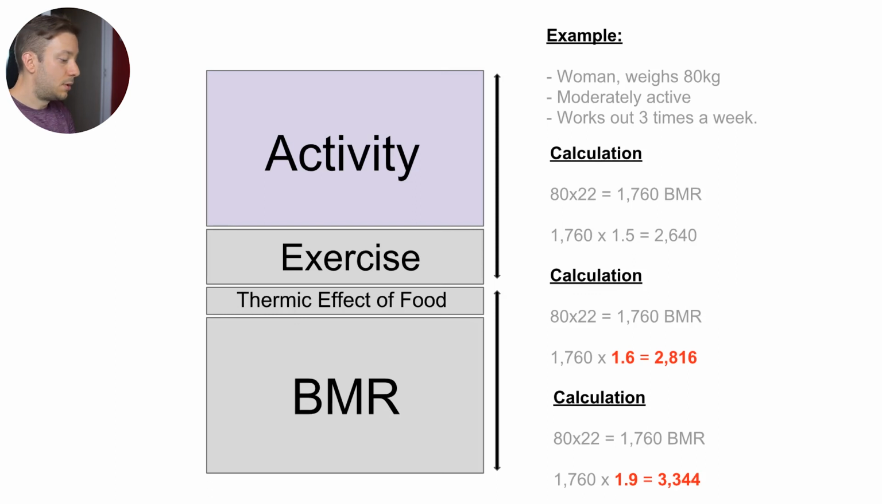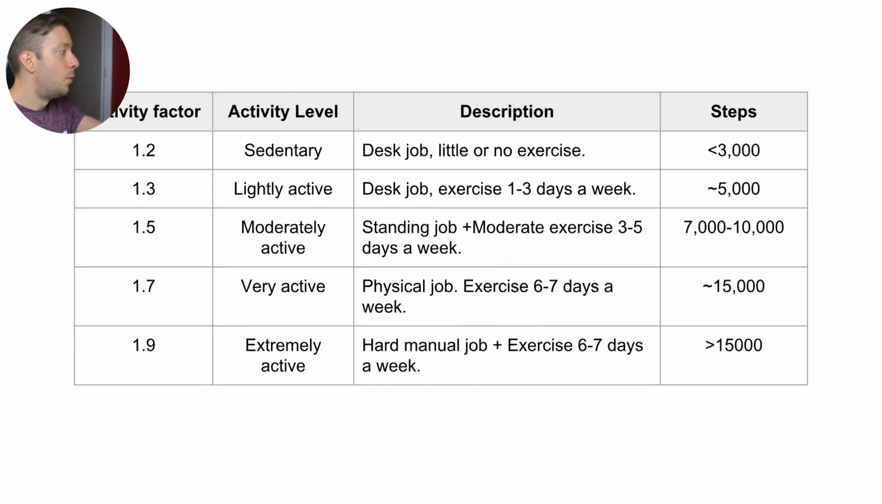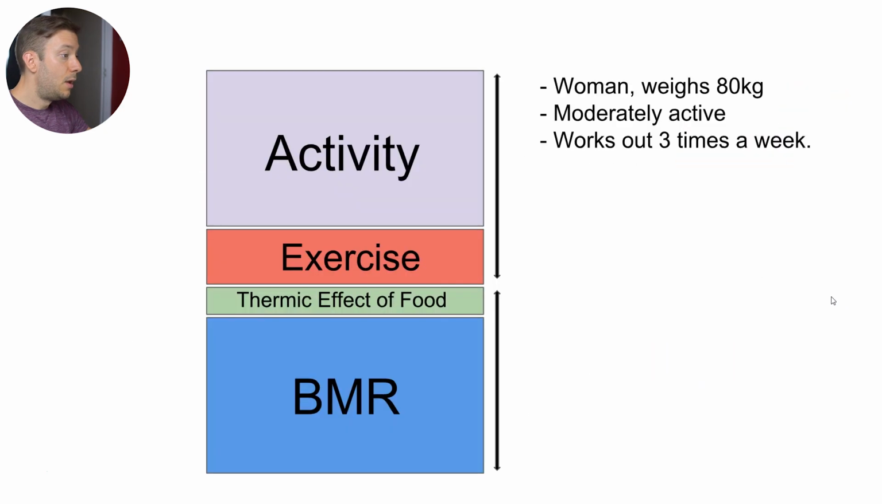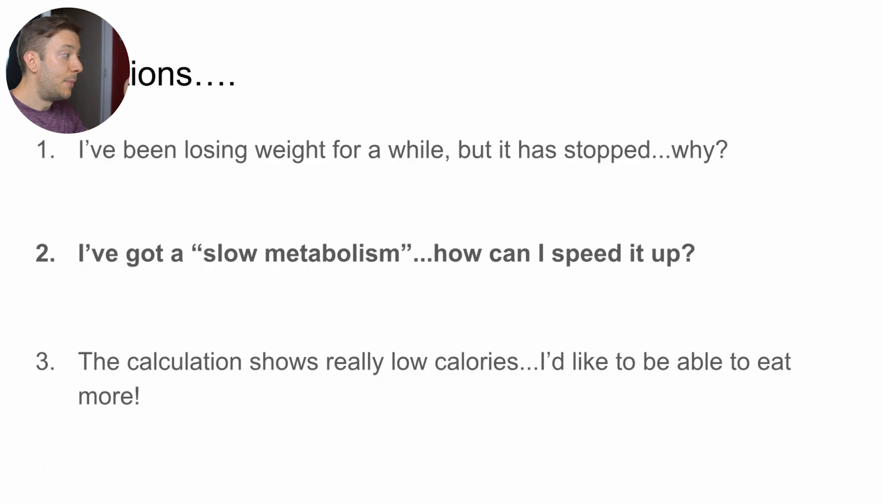Let's go back to this again. You could go from being that 1.5, which is 7 to 10,000 steps per day, to a 1.7, which is around 15 or more thousand per day. So you could do more steps and basically increase your metabolism. Next question. The calculation shows really low calories. I'd like to be able to eat more. Some people are really, really low on their calories, and taking off 500 is going to be a bit silly for them because they need more calories.